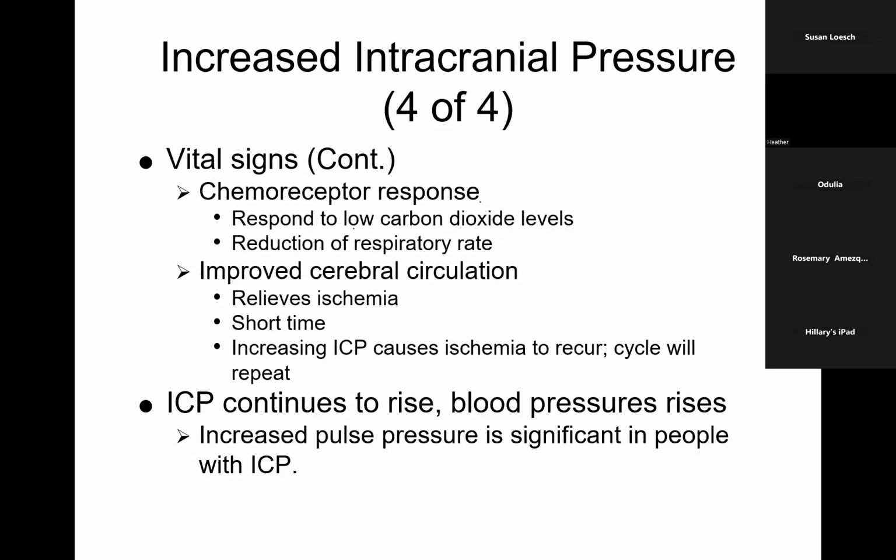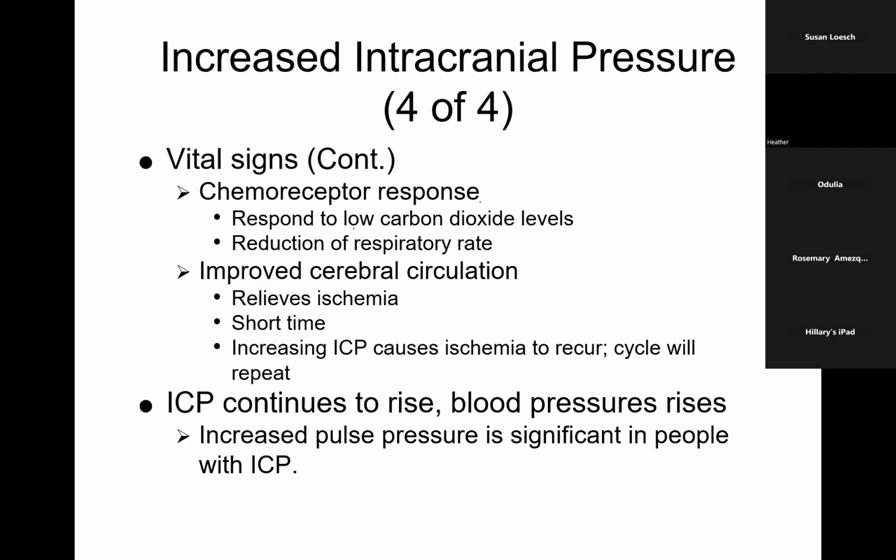All right, you also have those chemoreceptors. Remember, those are the first ones that respond to your ABGs. So now you have low carbon dioxide level, reduction of the respiratory rate, and the body wants to improve that cerebral circulation, relieve that ischemia. Okay, that'll happen for a short time. But then the increase in the cranial pressure will cause the ischemia to come back. And this cycle will repeat itself over and over. And as it does, the increased cranial pressure continues to rise if we don't remove the cause.